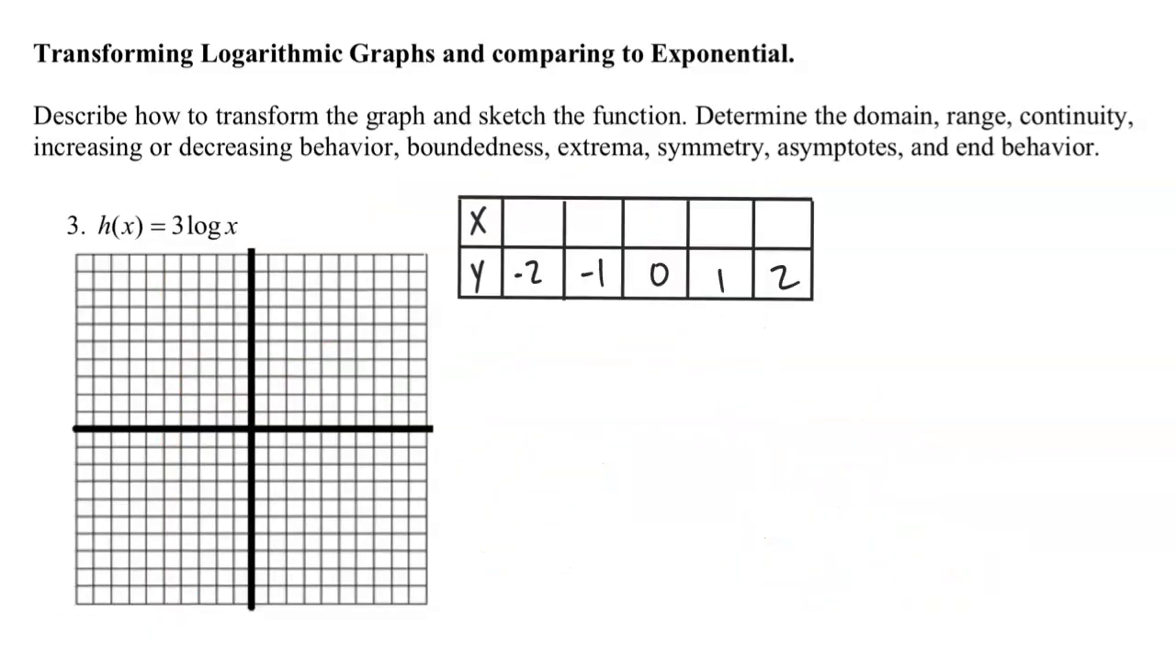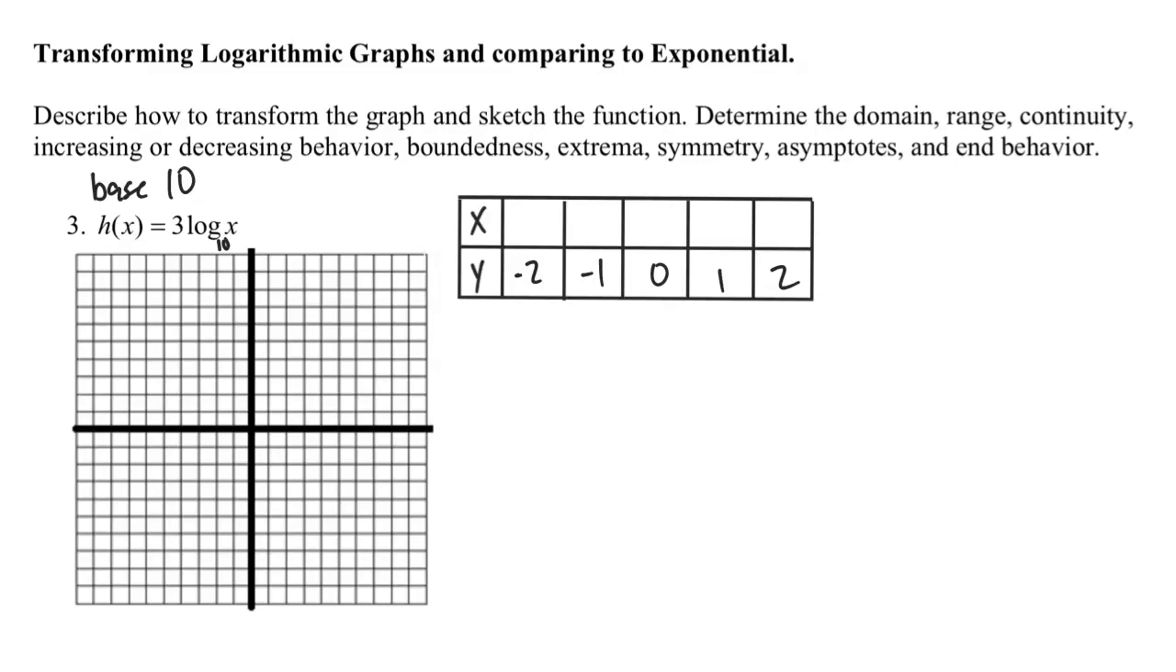Okay, in example 3, h of x is equal to 3 log x. The first question you may be wondering is, what's the base? There's no number there that indicates what the base is. Whenever there's no number to indicate the base, and it says log, what we're talking about is the common logarithm, which is base 10. So this is a base 10 logarithm. Whenever you don't see a number there and it's log, then that is log base 10.